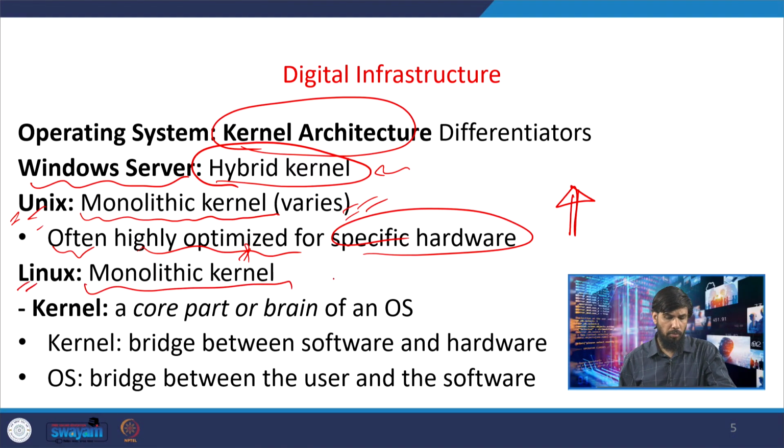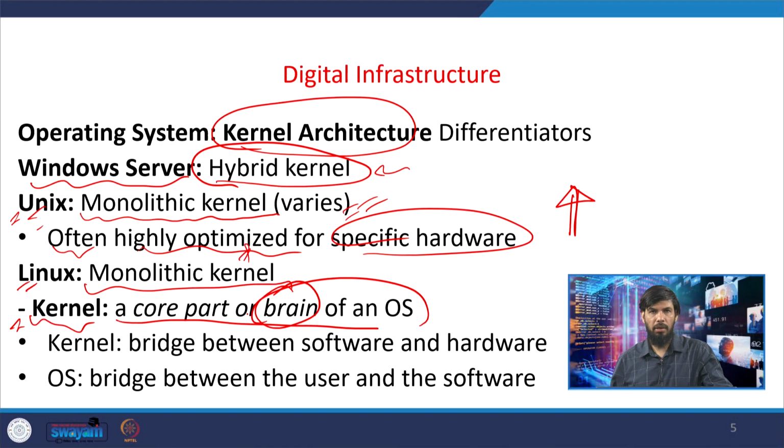Now while we were talking about the kernel, we did not define it. So what is a kernel? A core part or brain of an OS, right. Earlier we have spoken about the OS and what it is about, right. Now within the OS we identify a component called the kernel, which is considered the core part of the OS or the brain of the OS. So what it does is, the kernel in a way acts as a bridge between software and hardware. Any interaction that happens between the software and the hardware is actually done by the kernel, which acts like the brain of the operating system.